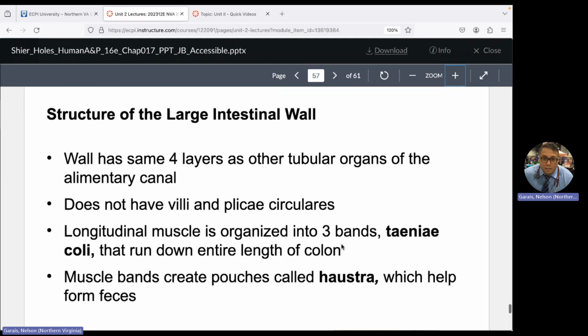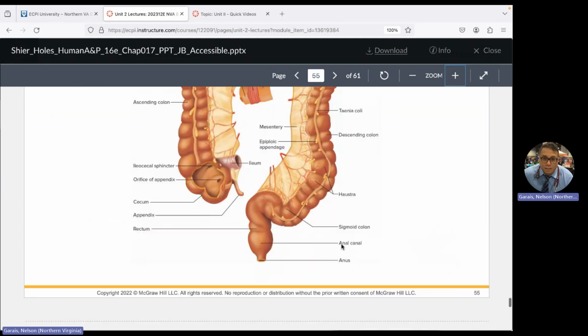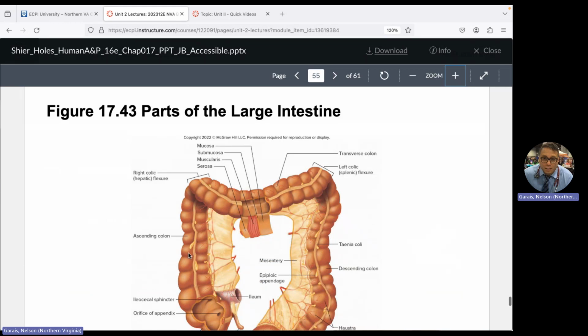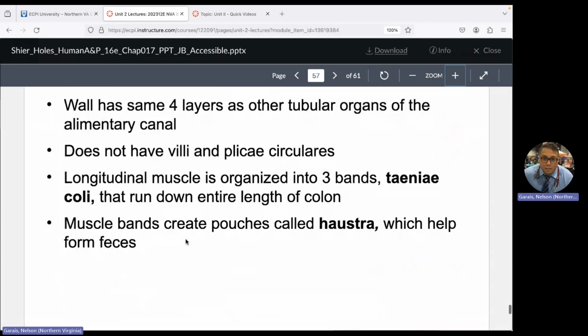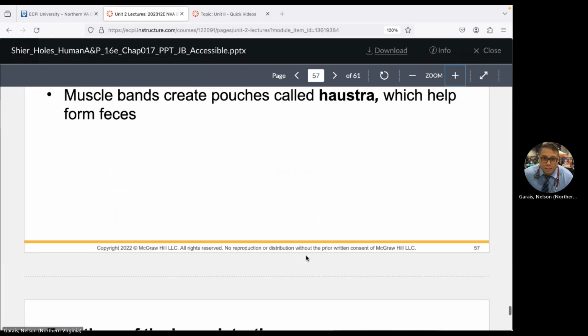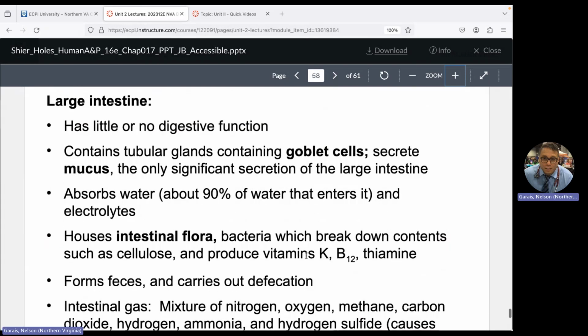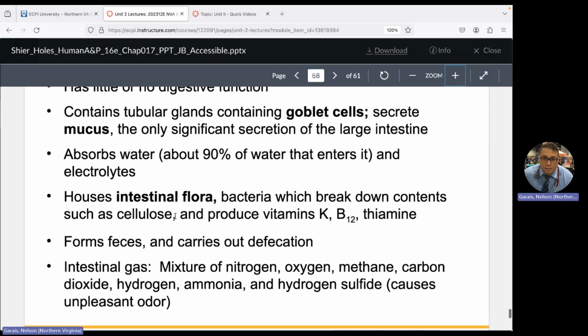Taenia coli has an immune function, and the pockets that are the mold for the feces, see how this is a pocket, this is a pocket, this is a pocket. Those pockets are called haustra. The large intestine, of course, has tons of goblet cells to make mucus because we need lubrication to get that feces out. There's also normal intestinal flora like E. coli. They normally are there, and they're very, very powerful in producing vitamin K and vitamin B and thiamine.